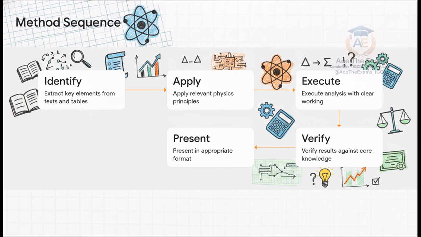Step 1. Identify the key elements from the texts and tables provided. What is the raw data actually telling you? Step 2. Apply the relevant principles. Connect that raw data directly to the nuclear model we just reviewed. Step 3. Execute the analysis with crystal clear working. Step 4. Verify the results against your core physics knowledge. Take a breath and ask yourself, does this actually make sense in the real world? And finally, Step 5. Present it in the appropriate format using comparative connectives and highly specific terminology. I promise you, this kind of systematic processing is exactly what separates an A-star candidate from a C candidate.